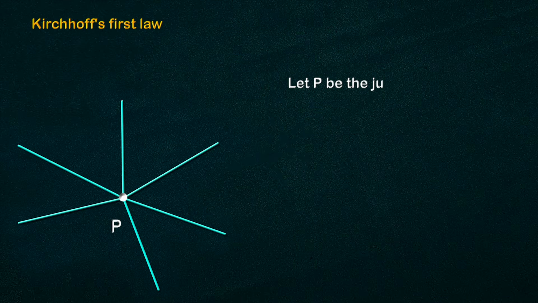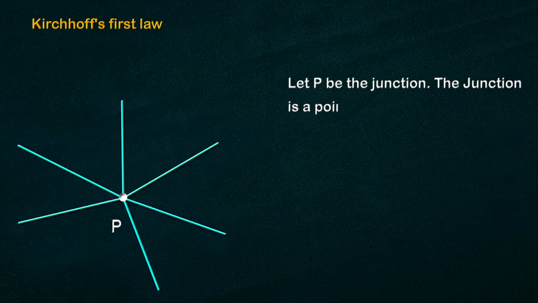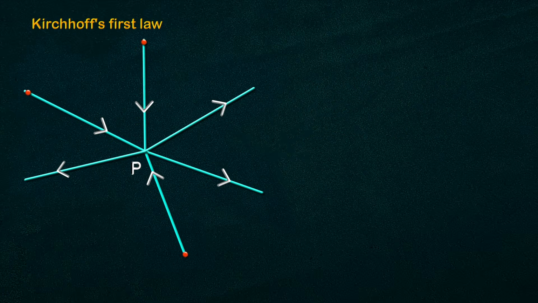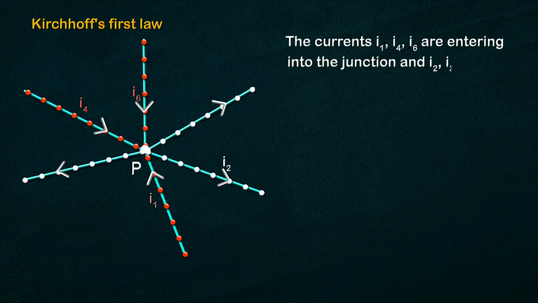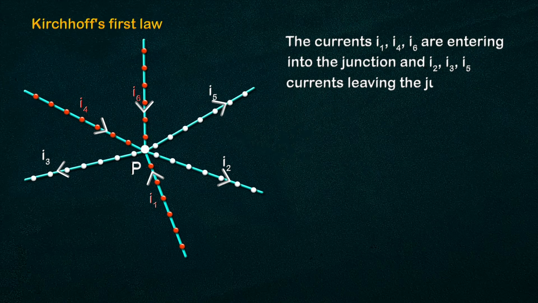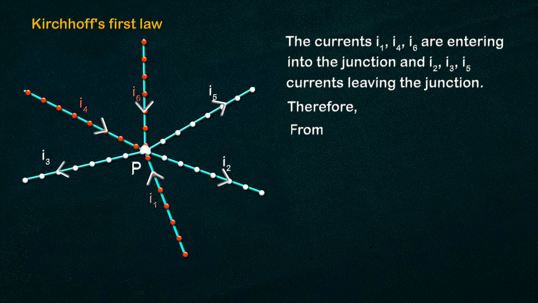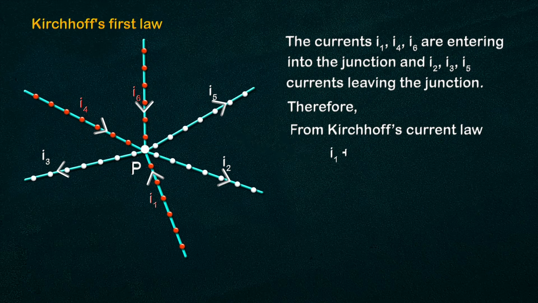Let P be the junction. The junction is a point where two or more conducting wires meet. Let us consider a situation. The currents I1, I4, I6 are entering into the junction and I2, I3, I5 are the currents leaving the junction. Therefore, from Kirchhoff's current law, I1 + I4 + I6 = I2 + I3 + I5.